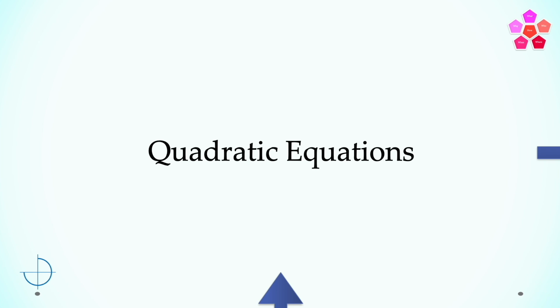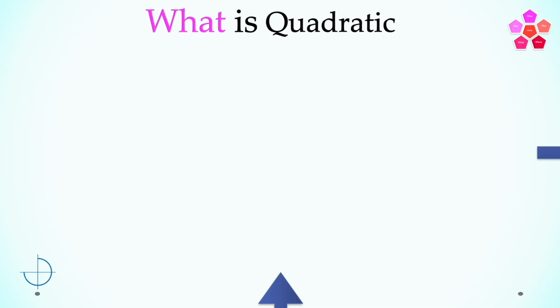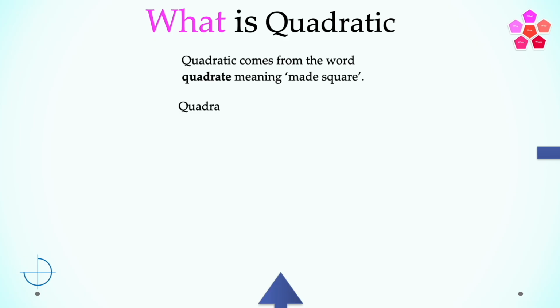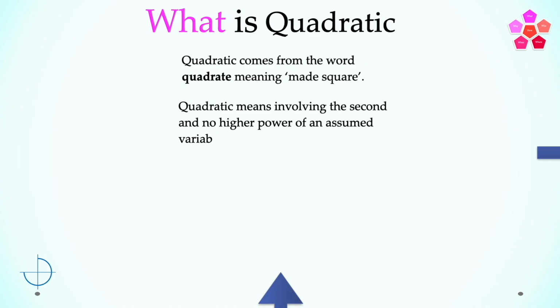But before that, let's look at what is quadratic. Quadratic comes from the word quadrate, meaning made square. Quadratic in this reference means involving the second and no higher power of the assumed variable. For example, x squared would be quadratic, but x cubed or x raised to the power of 4 would not be quadratic. Now that we have understood what is quadratic, let's apply the same understanding to quadratic equations.